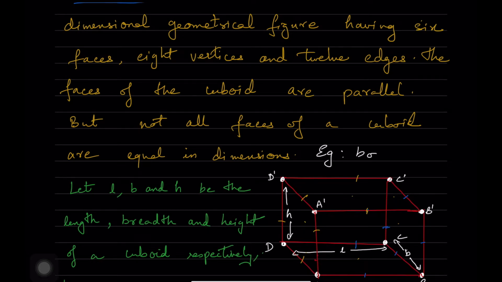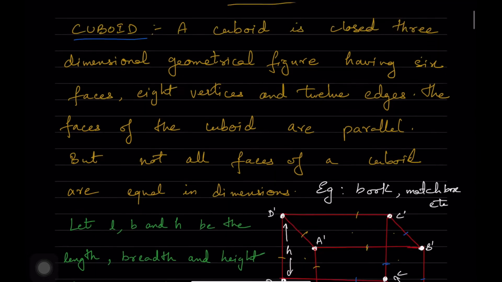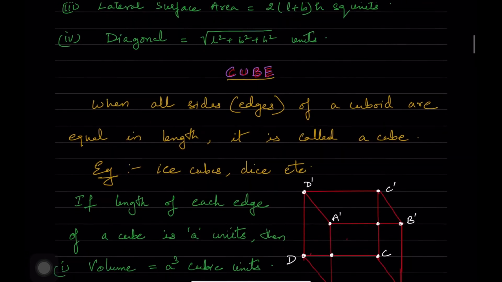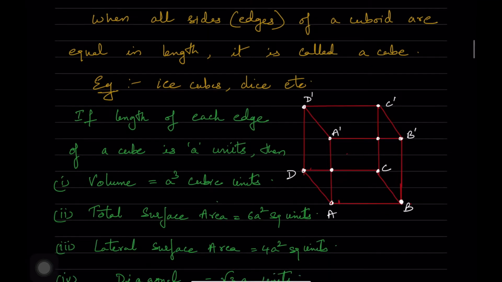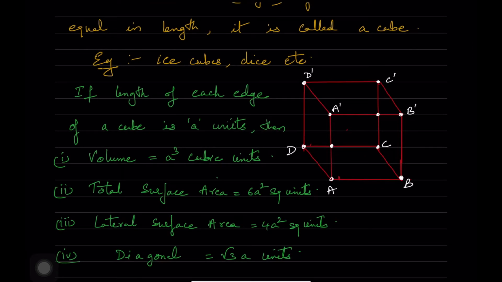Example, a book, matchbox, etc. So these are the examples of a cuboid. Now going into cube, when all sides or edges of a cuboid are equal in length, it is called a cube. So the examples of a cube are ice cubes, dice, etc.